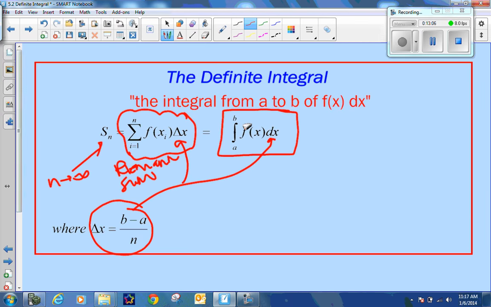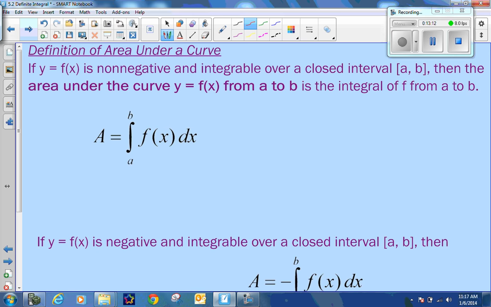Okay, so we are moving from the Riemann sum to the definite integral, and we are going to talk about some rules for integrals in general. Right now, y equals f of x is non-negative. So remember, that means f of x is above the y-axis. This is f of x. It's not down here, because then that would be negative.